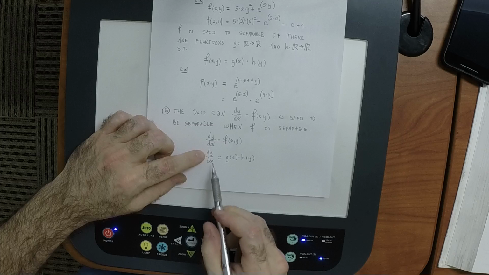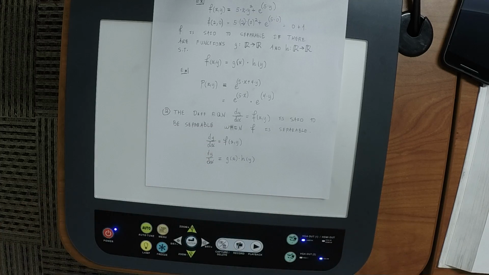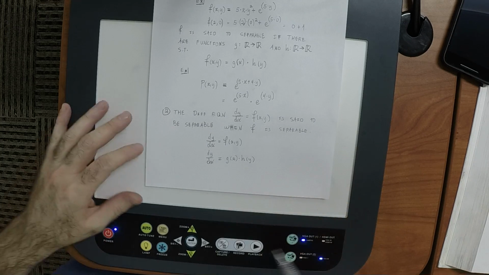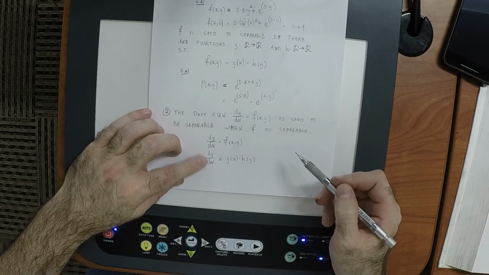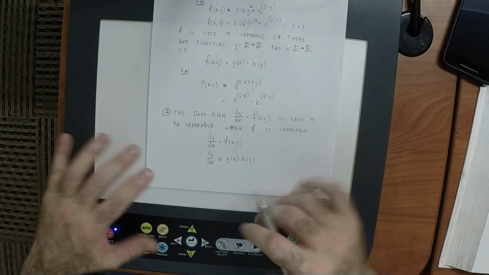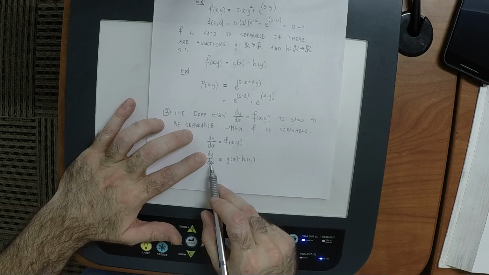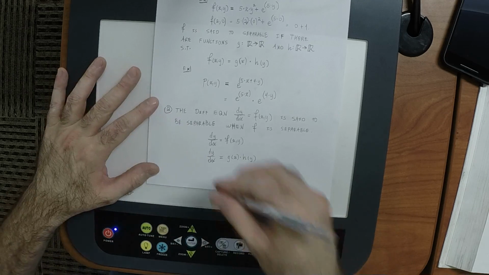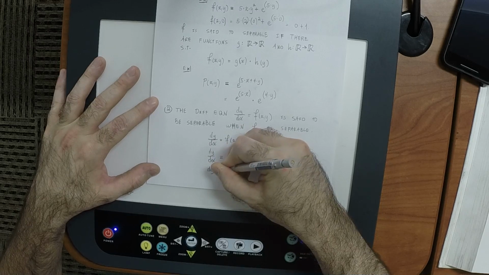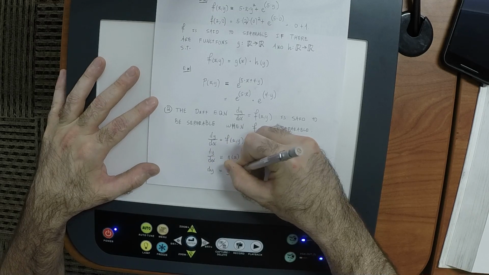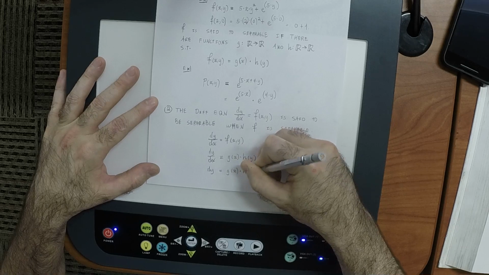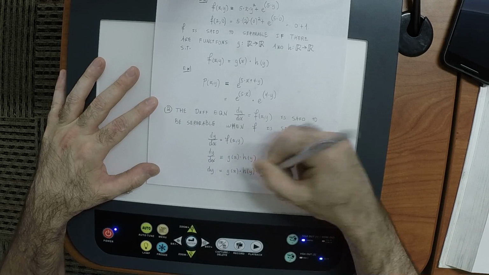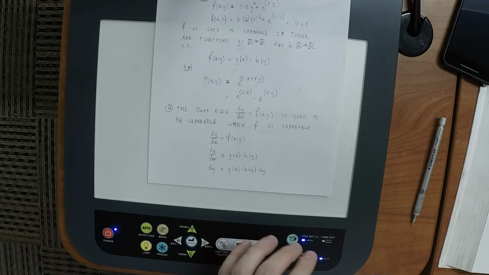And now, remember that dy and dx are not functions, and dy dx, they're not numbers, so that's not a fraction. But the notation is a little bit suggestive, and you can in fact treat them somewhat like fractions. So if I solve for dy, then I get this, g of x multiplied by h of y dy, like that. No, dx I mean.